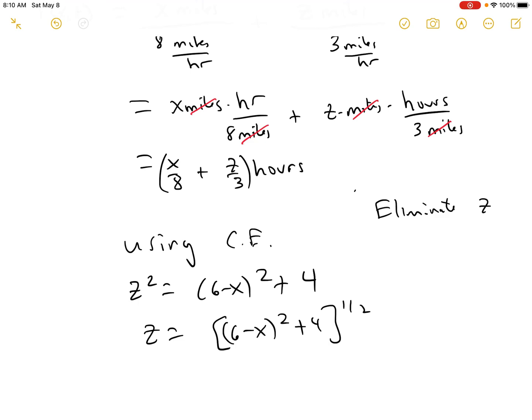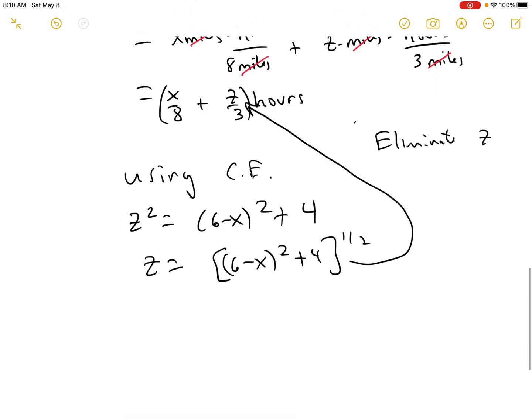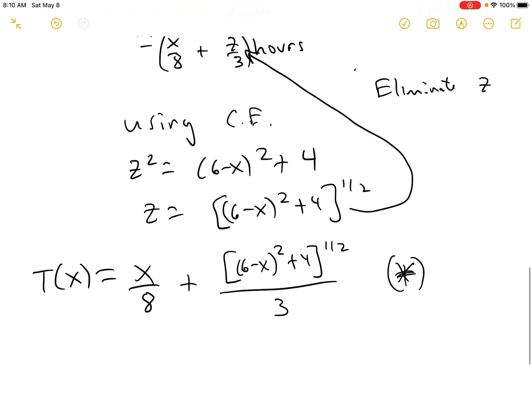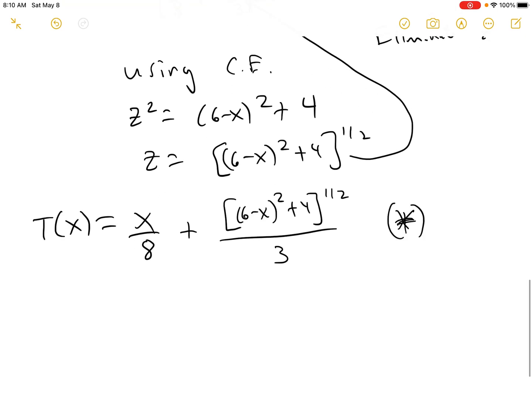Okay, and now we take this guy and stuff it in here, and the function is now x over 8 plus this thing over 3, and it's a function of x only. Okay, so getting to here is always the hardest part, and now the machine kicks in. We're just minimizing this function. All right, take the derivative.